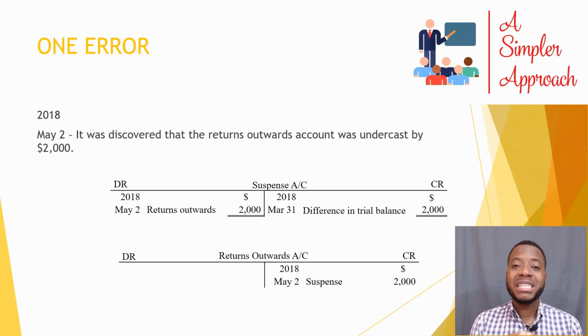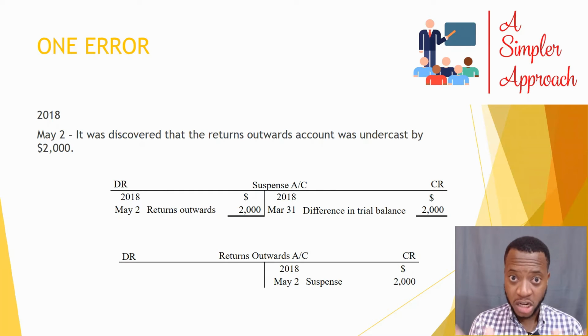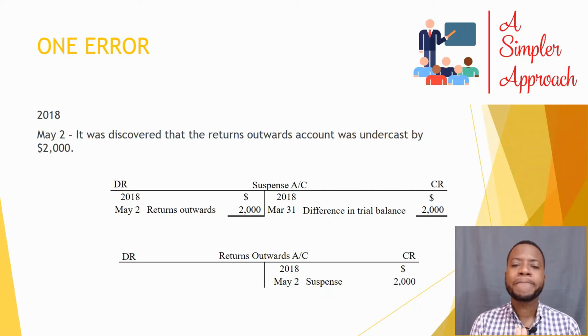Undercast means it was short. There was a shortfall. Okay? The opposite, which is overcast, means it has too much. So overcast, too much. Undercast, too little or short. Cool? So now that we have located the error, we need to fix it.